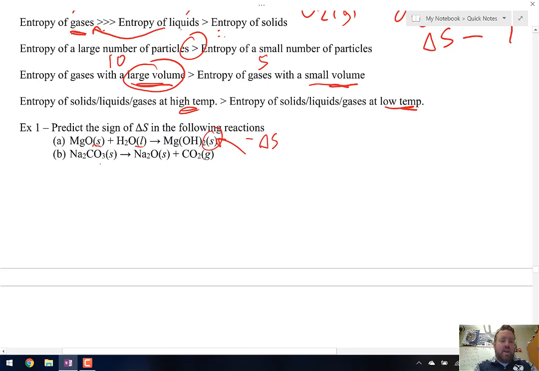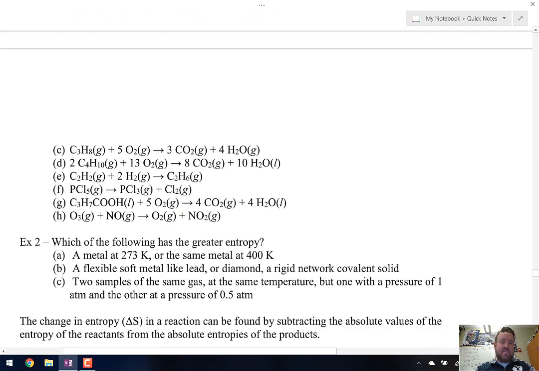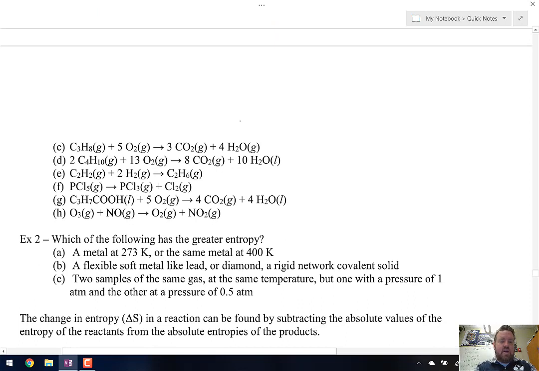On letter B, you're going from a solid to a solid and a gas. Anytime you produce a gas from a solid or a liquid, that's always going to increase the disorder, so that is absolutely a positive delta S. Letter C, we can see are all gases, so it's just a matter of how many. This side, we have 6 gases all total. This side, we have 7 gases all total. More gases means more disorder. That is a positive delta S.